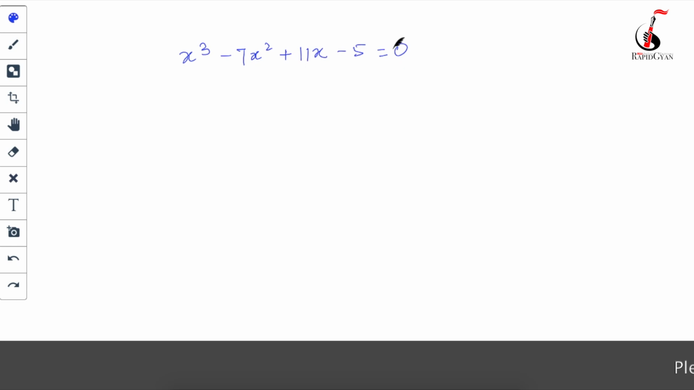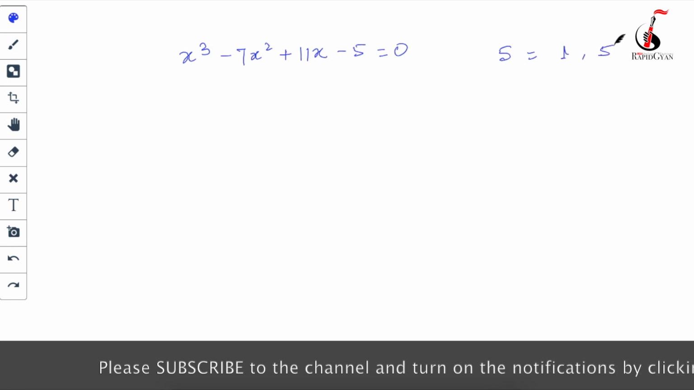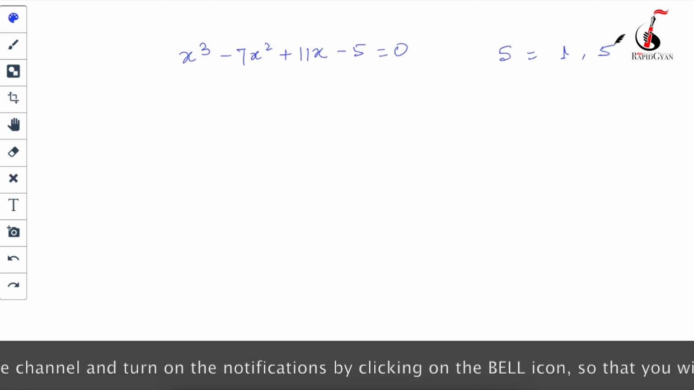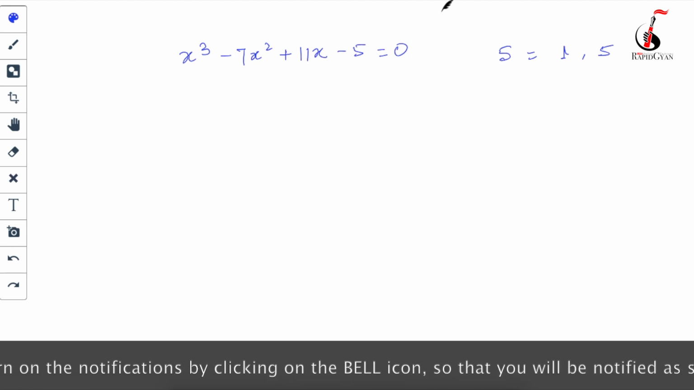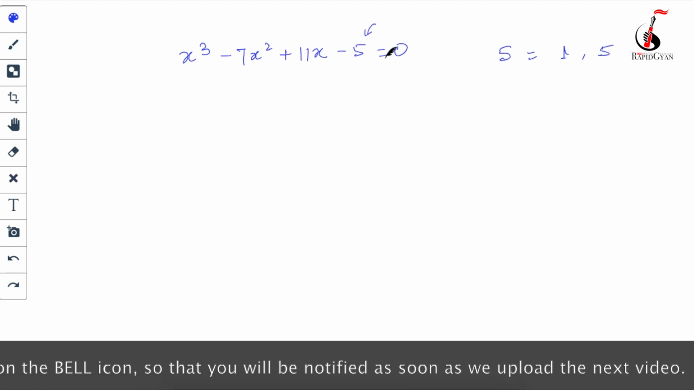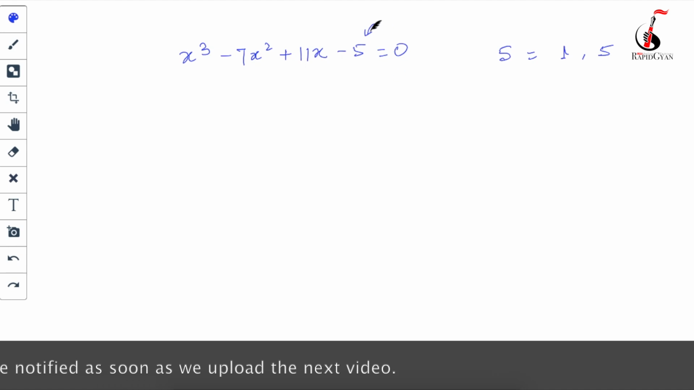So what you will have to do? Take out this 5. Find the factors of 5. Factors of 5 will be 1 and 5. Now you will have to find three numbers whose product, if I am going to multiply, I should get minus 5. And if I am going to add, I should get minus 7.